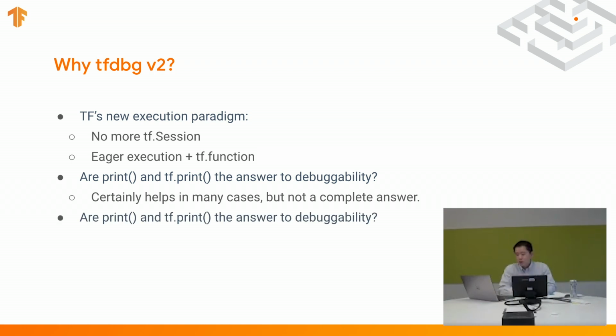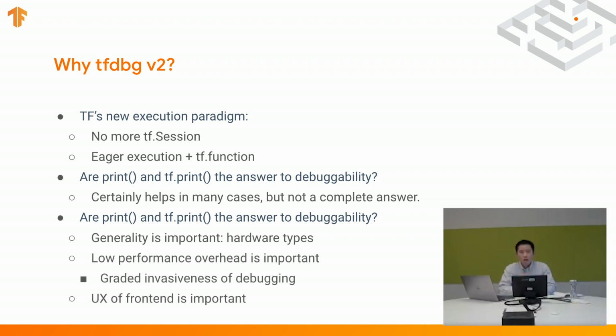So we also want to incorporate some lessons we learned from V1 of the tool. Of course, we want the tool to be general enough to work on all hardware types. TF Debugger V1, because it predates TPU in TensorFlow, does not work for TPU. It only works for CPU and GPU, but TF Debugger V2 will work for all the major hardware types, CPUs, GPUs, and TPUs. And secondly, we want the overhead to be as low as possible. And also we learned that there are some improvements that we can make to the UX of the front end.